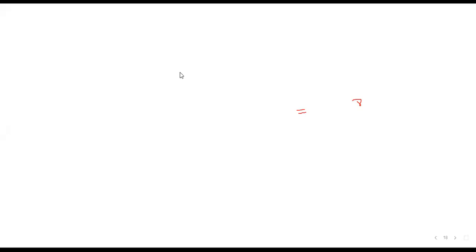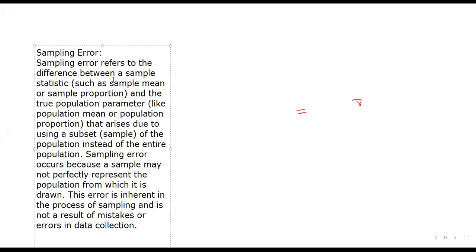So sampling error is defined in many ways. It simply is the difference between the sample statistic, such as a mean or sample proportion, and the true parameter, like a population mean and the population proportion. It arises due to using a subset sample of the population instead of the entire population. Sampling error usually occurs because a sample may not perfectly represent the entire population because of the sampling process. So that is what we call sampling error.